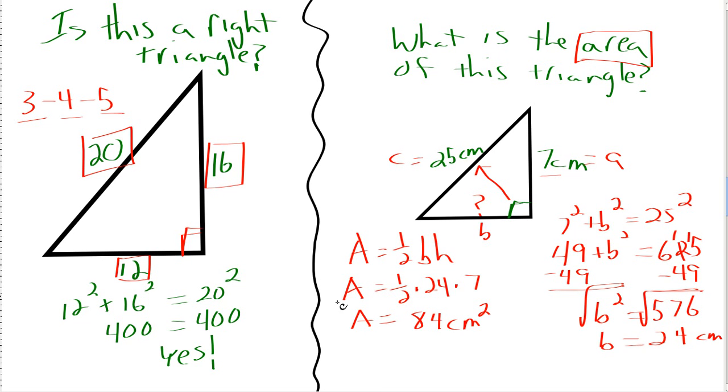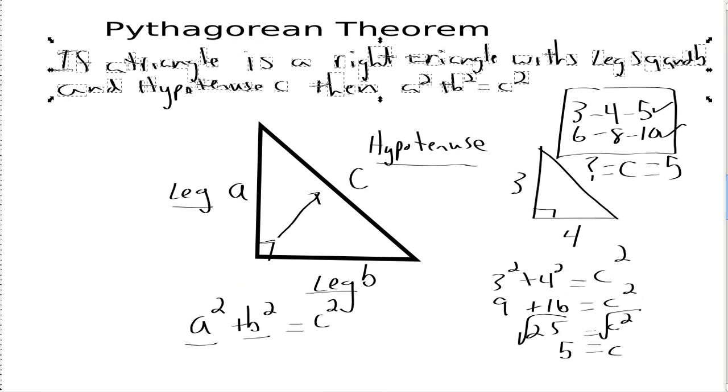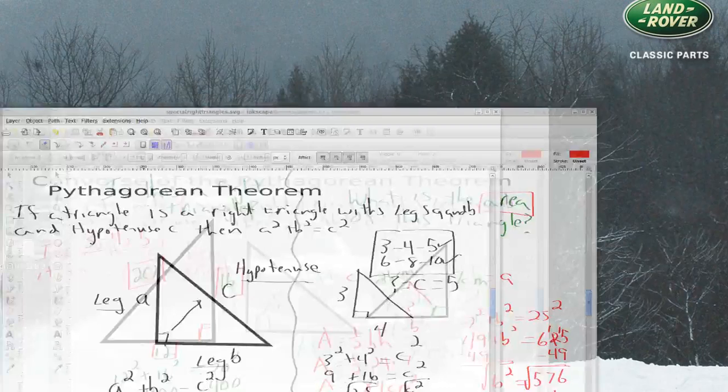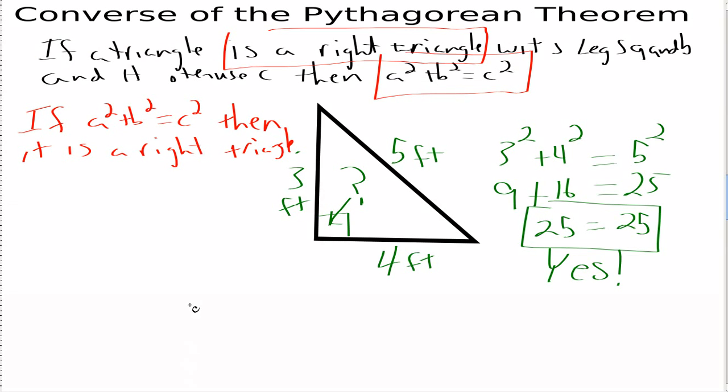So, quick review, we were talking about the Pythagorean theorem, and then we were talking about how you can use this to find side lengths, either leg or the hypotenuse. And then we talked about the converse of the Pythagorean theorem and how you can use this to prove that a triangle is a right triangle or not.